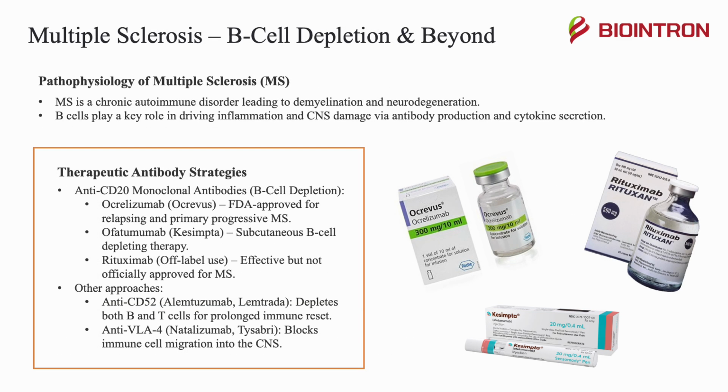Multiple sclerosis is a chronic autoimmune disorder leading to demyelination and neurodegeneration. B cells play a key role in driving inflammation and central nervous system damage via antibody production and cytokine secretion. Therapeutic antibody strategies include anti-CD20 monoclonal antibodies for B-cell depletion.